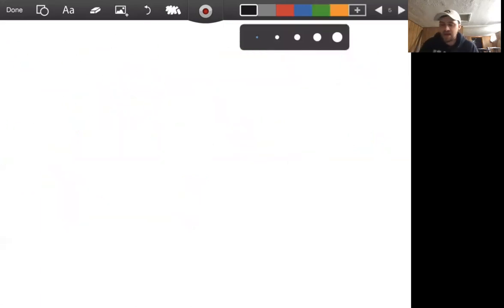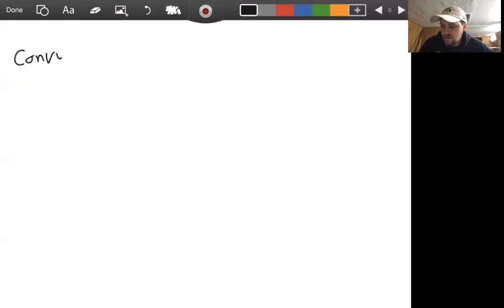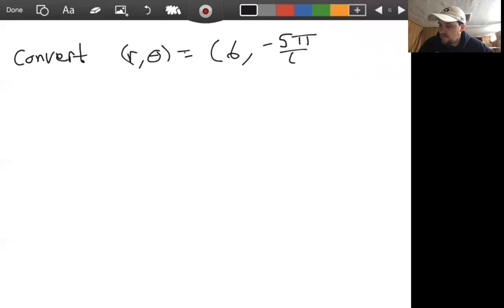Okay, next let's do an example of going from polar to rectangular. So let's do this one here. So let's convert the point (r, theta) equals (6, negative 5 pi over 6) to Cartesian. I kind of use Cartesian and rectangular interchangeably here. All right.